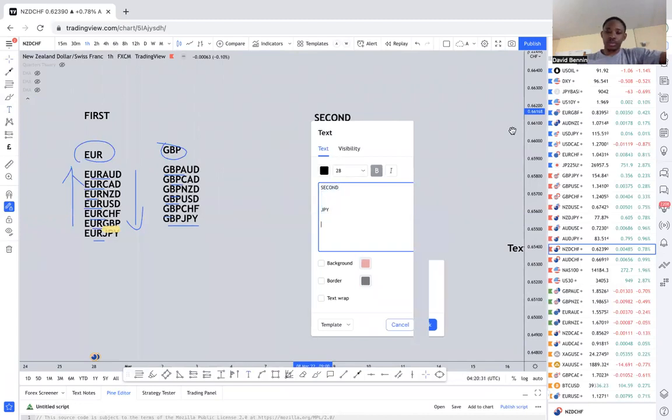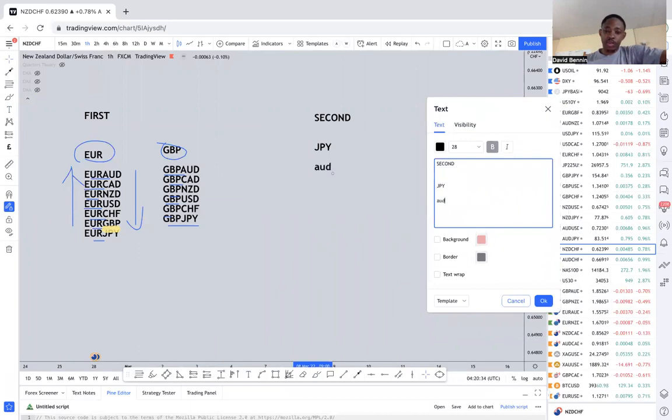So we have AUD, Japanese yen, Yuan, Japanese yen, Canadian, Japanese yen, US, Japanese yen, Euro, Japanese yen, pound, yen, Switzerland, Swiss franc, Japanese yen.